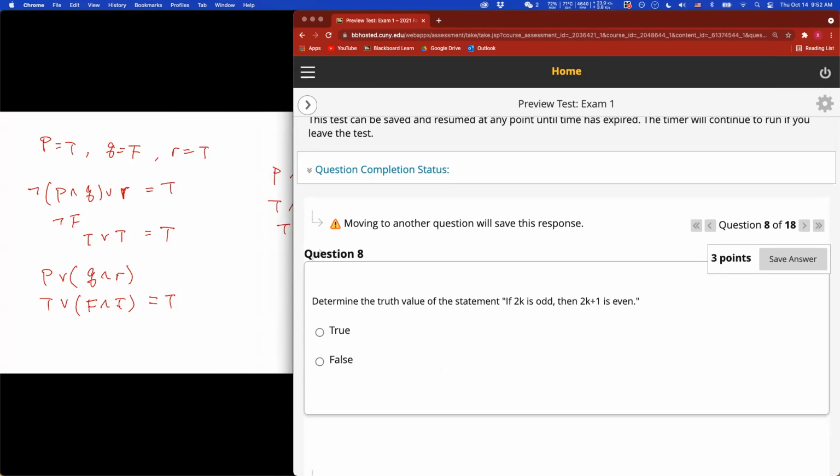Okay, here you have a true false statement. If 2k is odd, then k plus 1 is even. Right, so we know this is true, because we know even and odd are off by 1. So if this is true, then 2k plus 1 is even. Now, if 2k is not odd, then the statement itself is true. You don't need to keep going. So this statement is true.